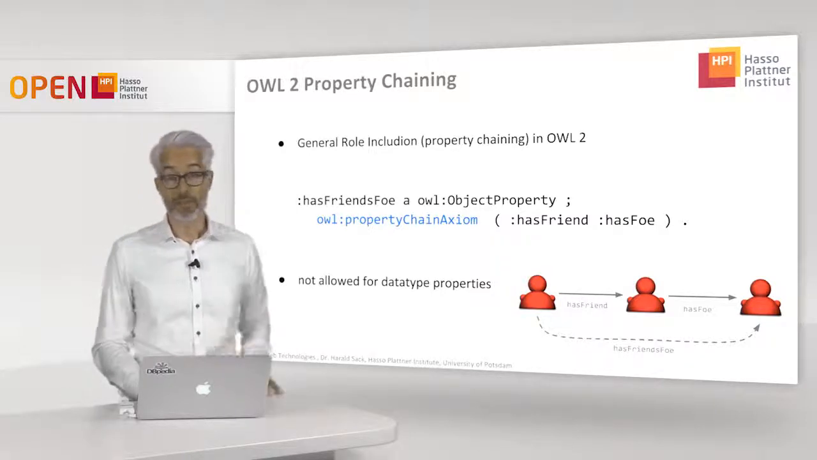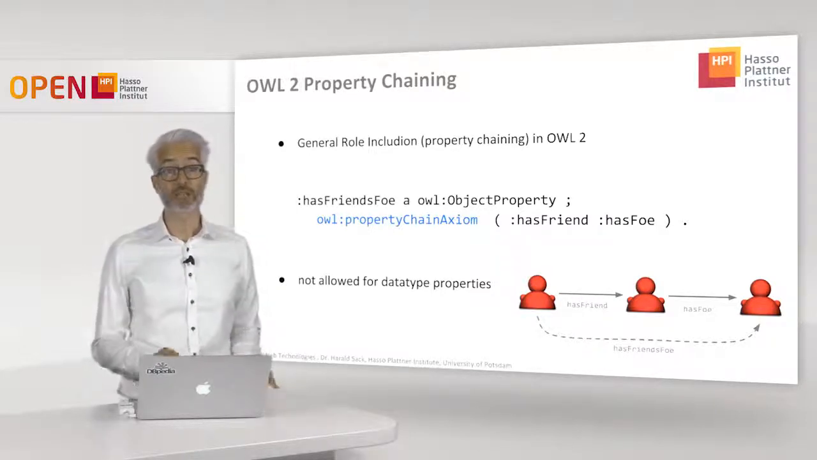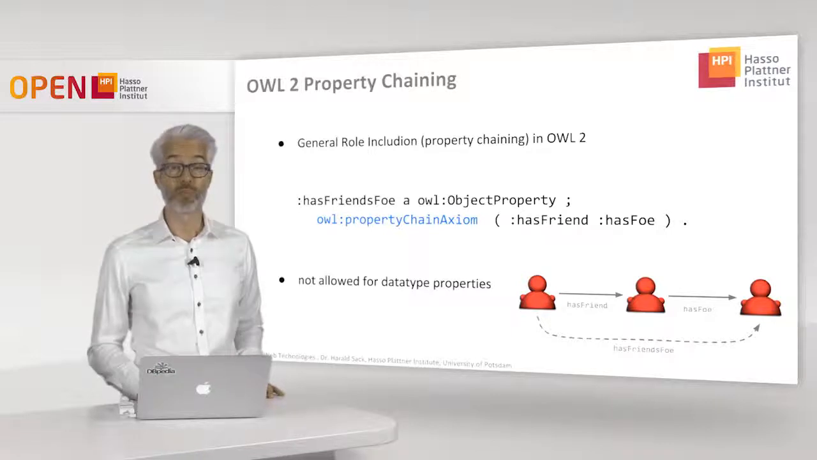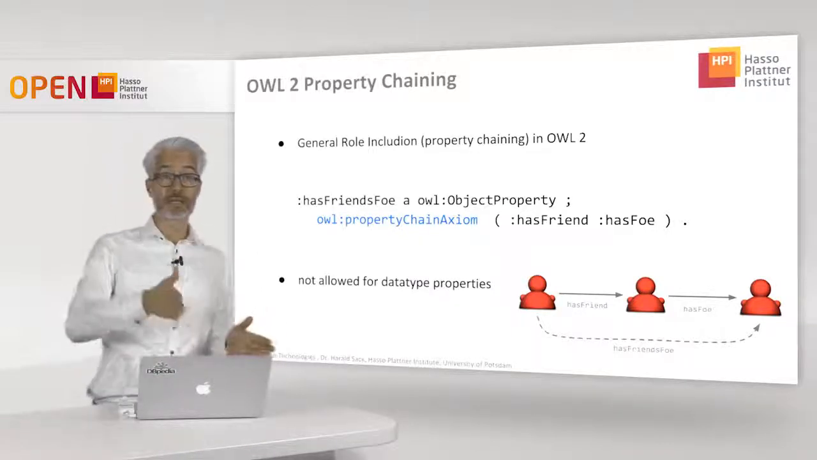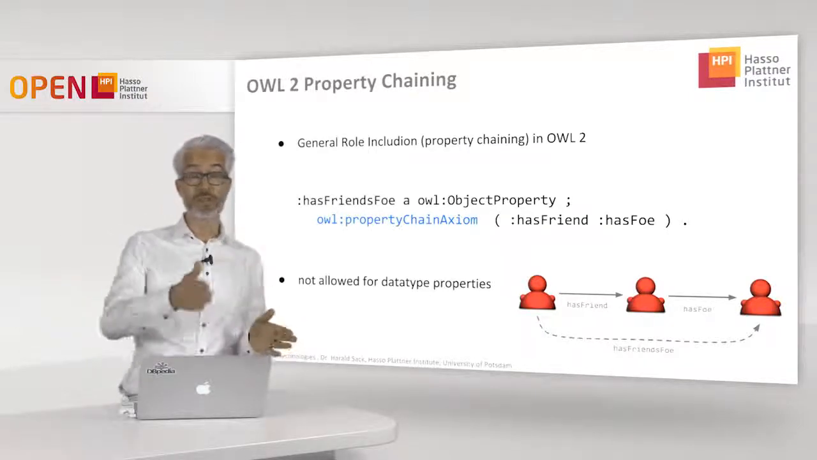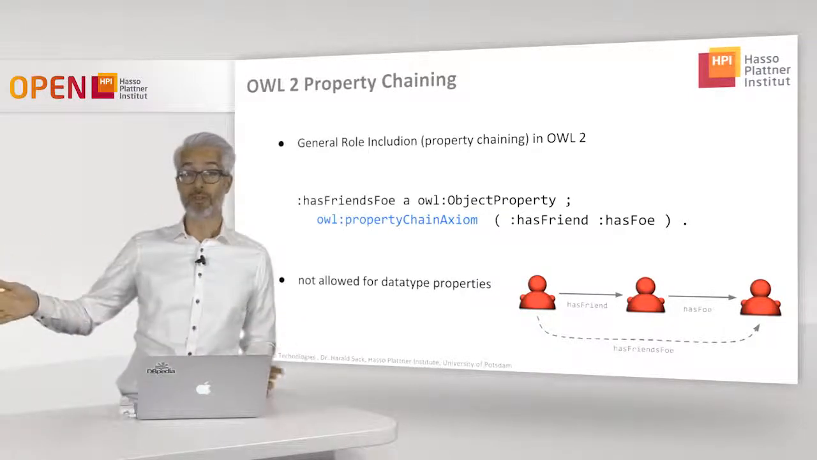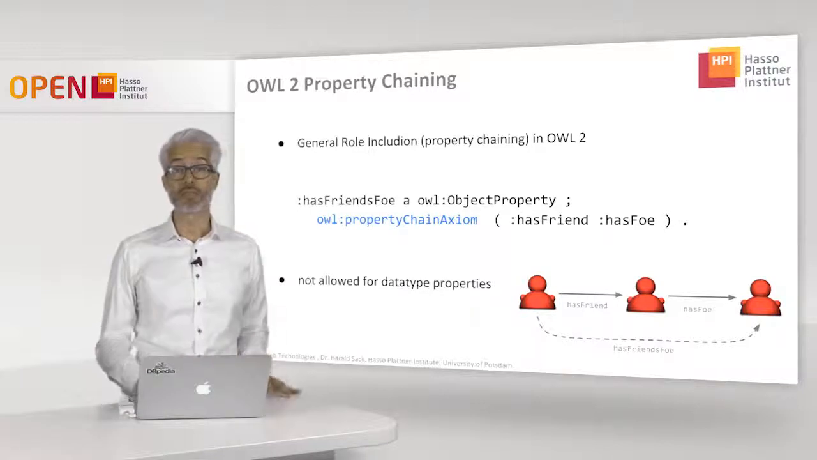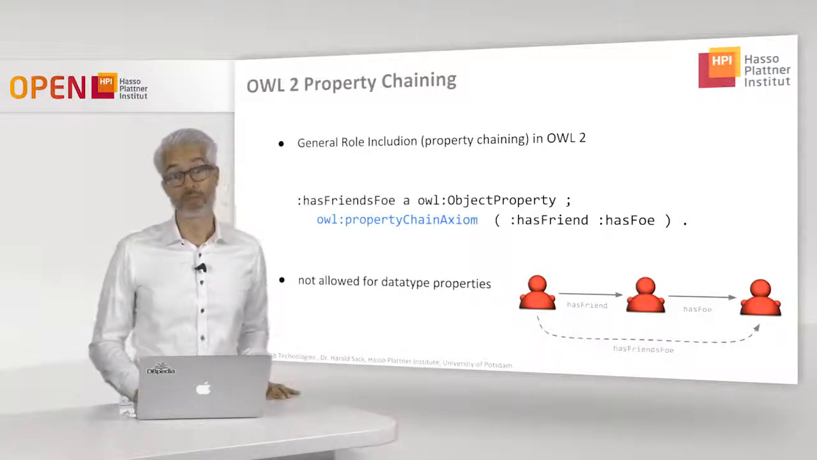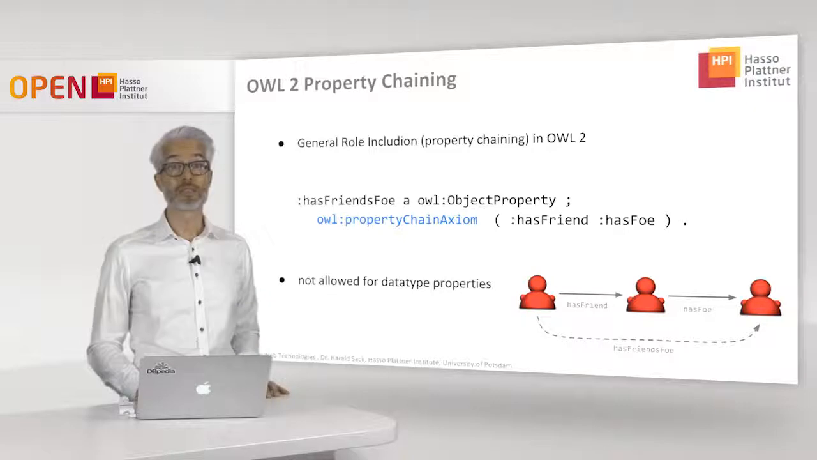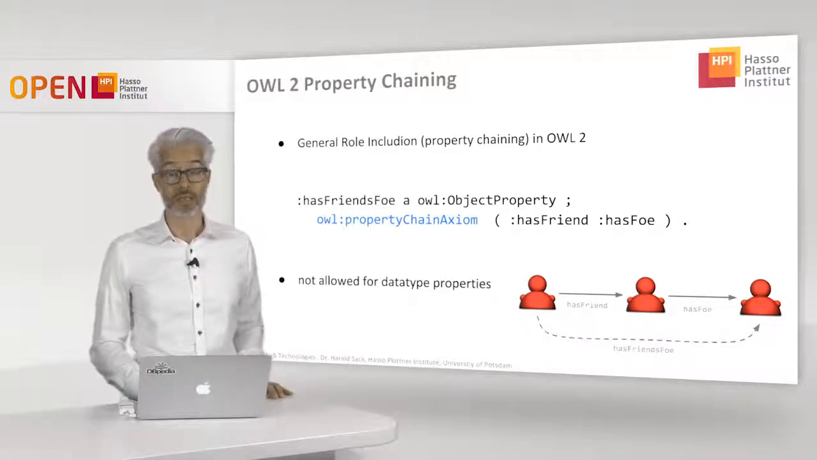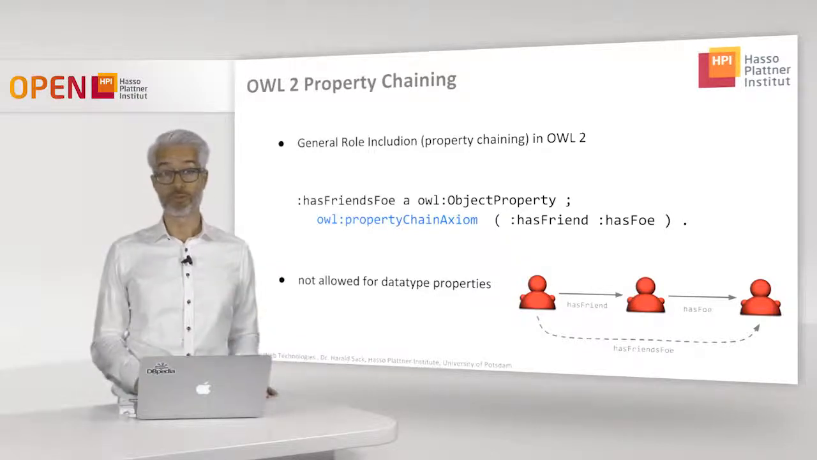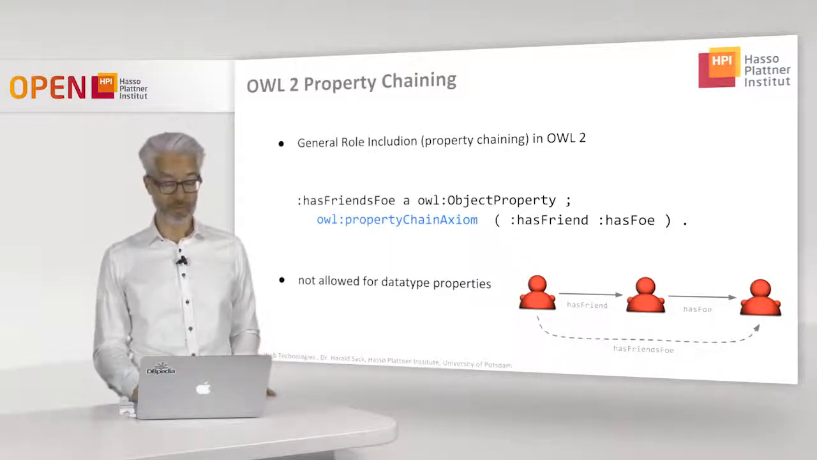And of course, to define a property chain is not allowed for data type properties, simply because in property chains you are connecting the chains from individual to individual, which is connected here. And for a data type value, this of course would not hold. You don't have a uniqueness assumption here, and of course the data type, if it has a value, is not necessarily an individual. So this only holds for individuals. So it's not allowed for data type properties.